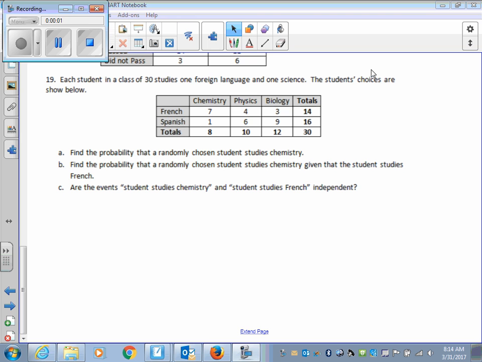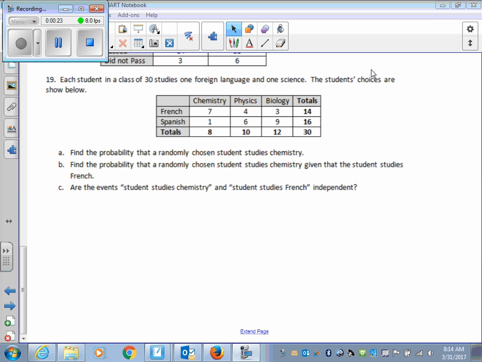Mr. Mack. We're going to do question number 19 now. And we have a class of 30 students, one foreign language and one science class, and the students' choices are in the table. Now, A says, find the probability that a randomly chosen student studies chemistry.